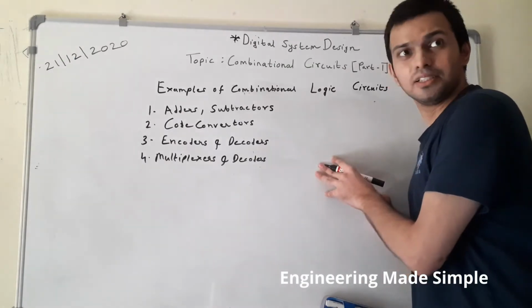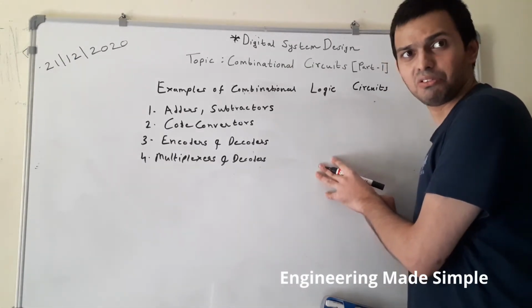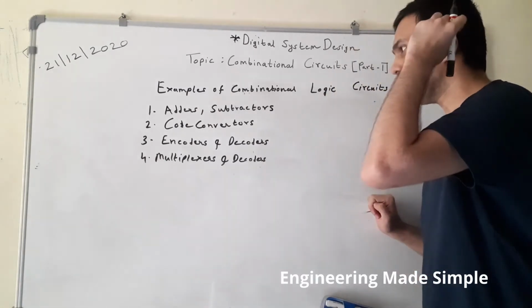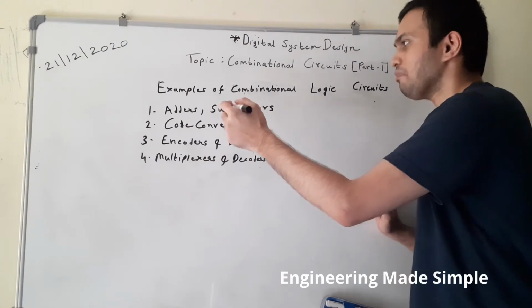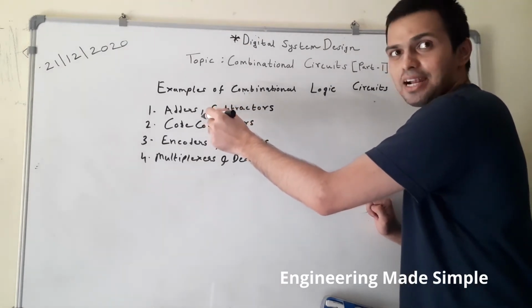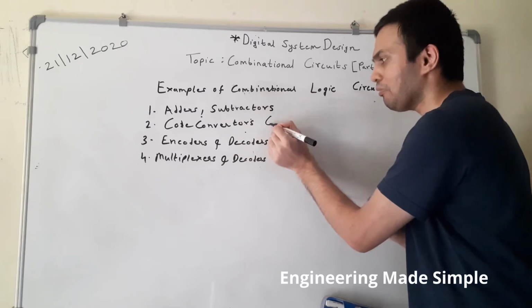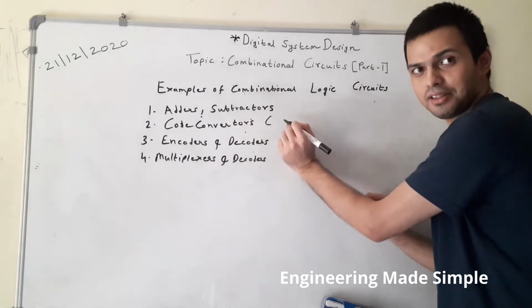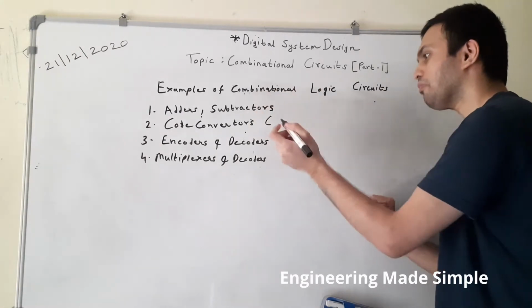So now we have discussed the definition of combinational logic circuits. Now what are the different types of combinational logic circuits which we are going to study in our course? Examples of combinational logic circuits are adder circuits, subtractor circuits, and code converter circuits. Now what do you mean by code converters? Code converter circuits are the combinational logic circuits which convert from one code to another.